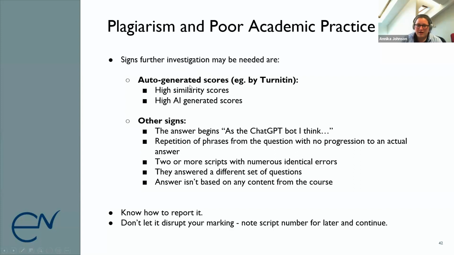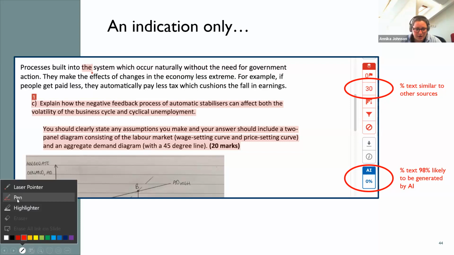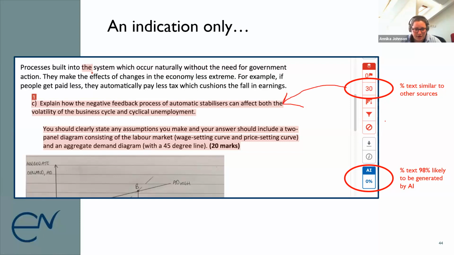If you're marking online and it's not been an invigilated exam, then you might be able to look at the auto-generated scores. My institution uses Turnitin, and for every piece of work I get both a similarity score and an AI score. It would look something like this. The red number tells me that 30% of this person's text is similar to other sources. I'm not that surprised when I look at it, because they've just copied the question that I'd asked them, and that's what's similar throughout. So that's obviously not an issue, and I'm not going to worry about that 30%.